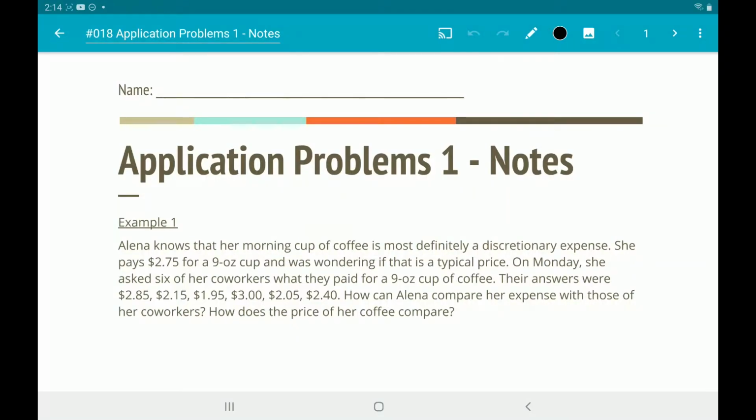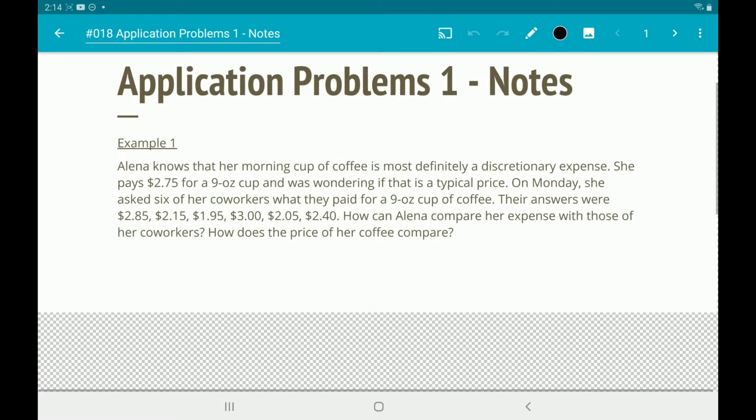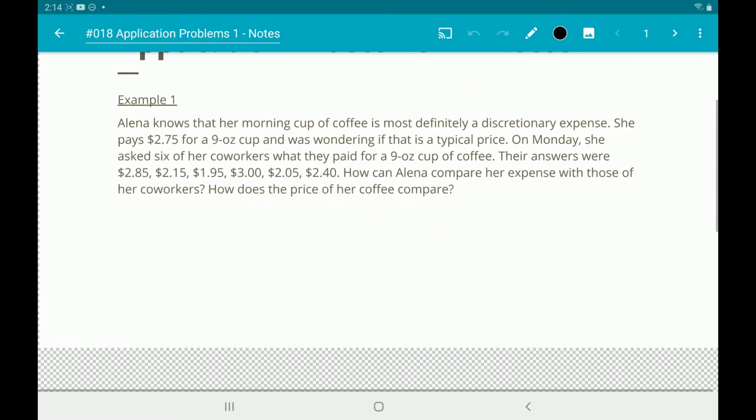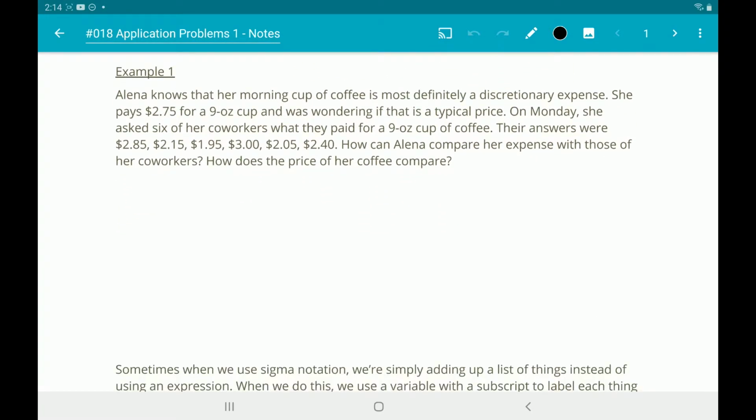So we looked at discretionary and essential expenses, and then we looked at mean, median, and mode, and then we looked at some sigma notation problems for summations. So now we're going to look at some application problems for these different kinds of things. So looking straight into example 1.